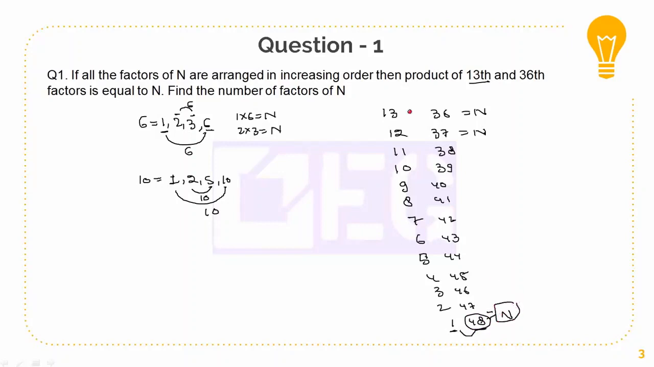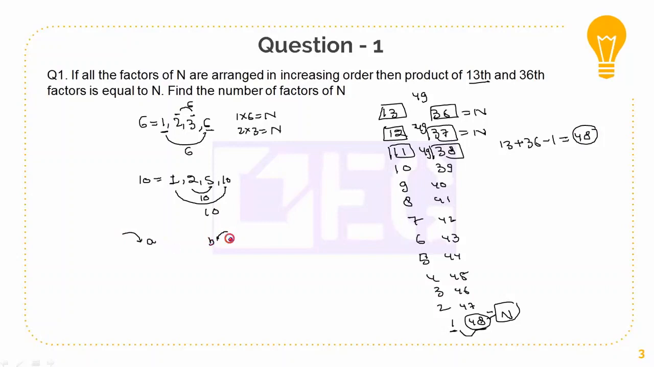And you can solve this question directly also. If you check 13 and 36, the sum of this is 49. 12 and 37, the sum is 49. 11 and 38, the sum is 49. That means 13 plus 36 minus 1, that is equal to 48. That will give you the total number of factors. That means if from the start the a-th term and from the last the b-th term have product equal to n, then the total number of factors will be a plus b minus 1.